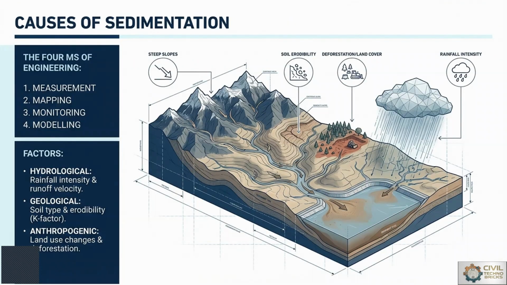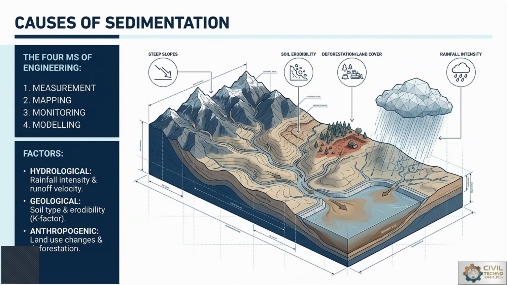Now, the causes of sedimentation: sedimentation occurs due to factors such as steep slopes, high rainfall intensity, soil erodibility, and deforestation, which increase soil erosion and sediment transport into the reservoir by means of rivers or streams. The digital elevation model highlights hydrological factors like runoff velocity, geological factors like soil type and erodibility, and anthropogenic factors such as land use changes and vegetation removal affecting sedimentation processes.